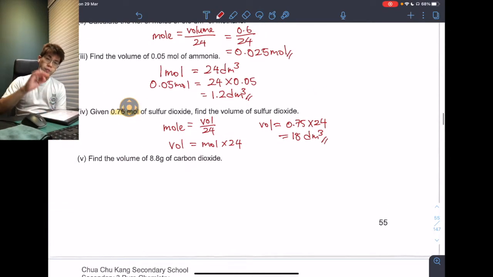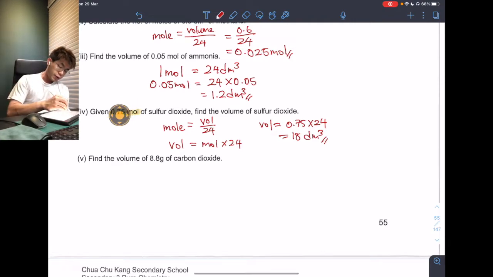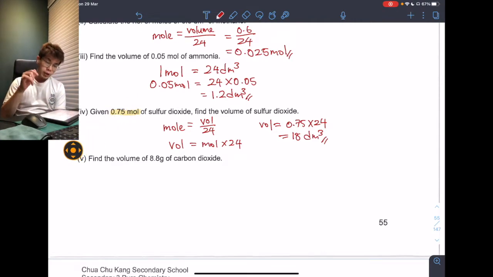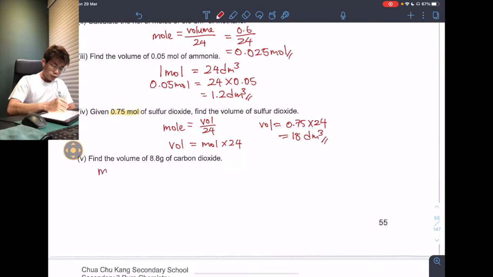Now let's look at something a bit more challenging. Looking at part 5. Find the volume of 8.8 grams of carbon dioxide. Now, it's a bit strange because carbon dioxide is a gas. They want me to find volume, but they do not give me moles. They only give me mass. So the strategy for solving this type of problem is that I will need to first take mass, convert it to moles, and from moles, convert it back to volume.